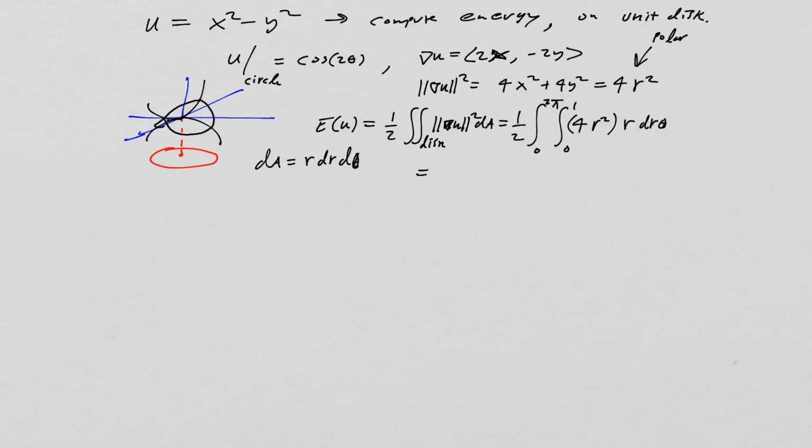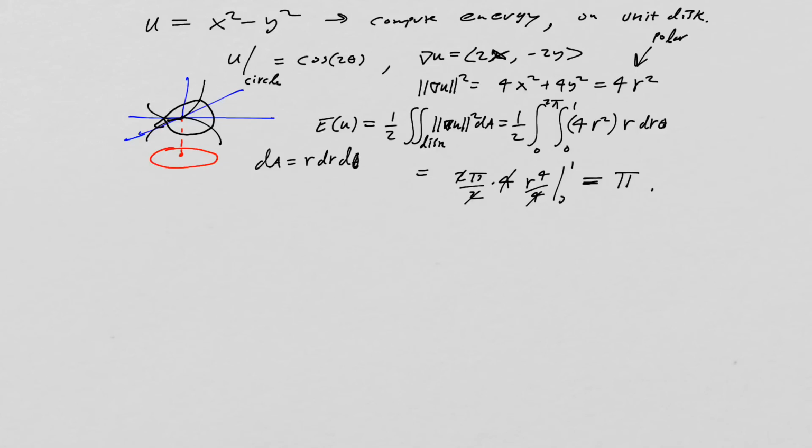So we should be able to get this straight away. What we have here is 2 pi over 2 times 4 times r to the 4th power over 4. The 4's cancel there, and we're evaluating from 0 to 1. Those 2's cancel as well, and the energy in this thing is equal to pi. Okay, so the energy is pi on this surface.